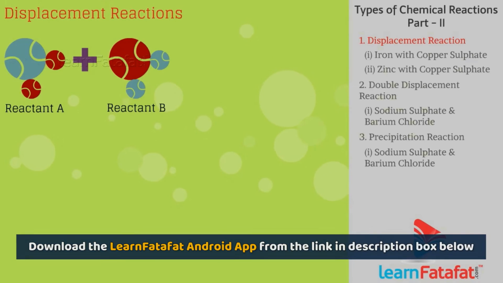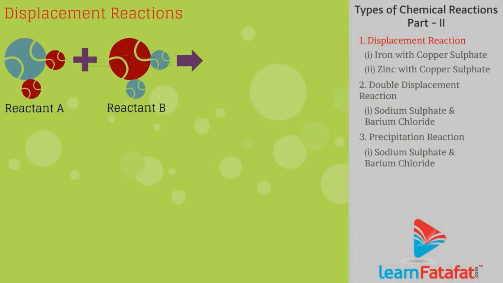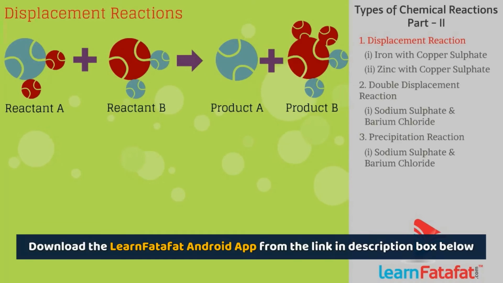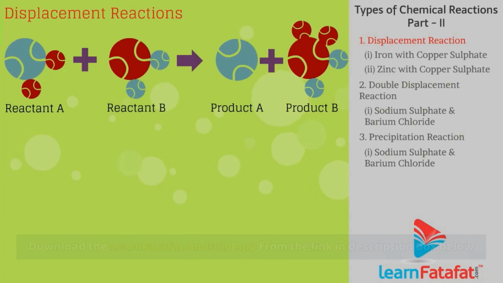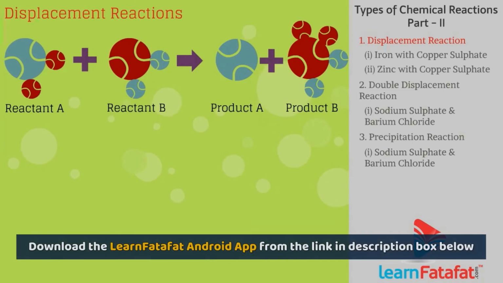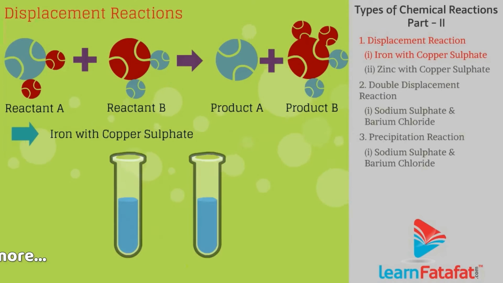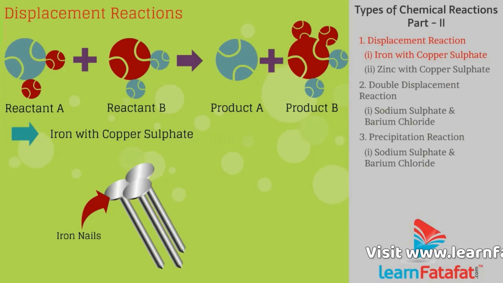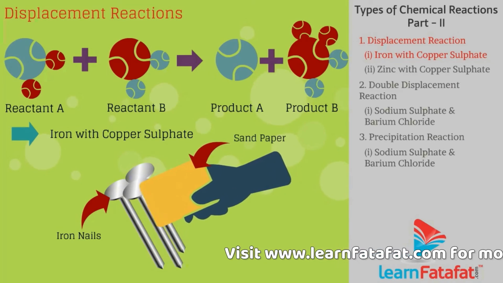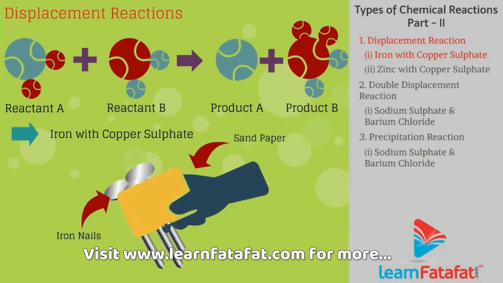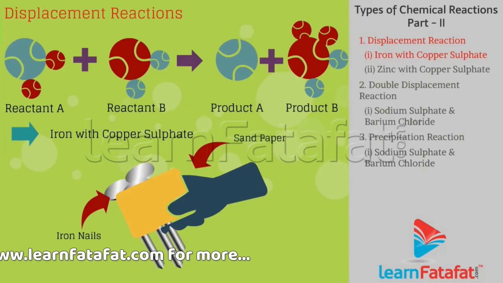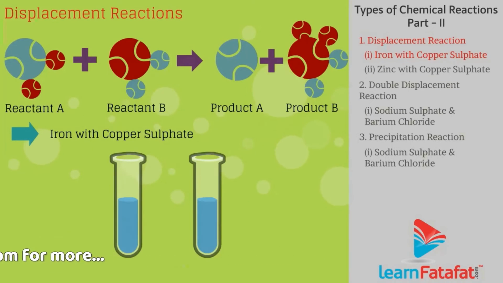Displacement reaction. In a reaction, when an element displaces another element from its compound, it is called displacement reaction. With copper sulphate, take 3 iron nails and clean them by rubbing with sandpaper. Take 2 test tubes and mark them as A and B.